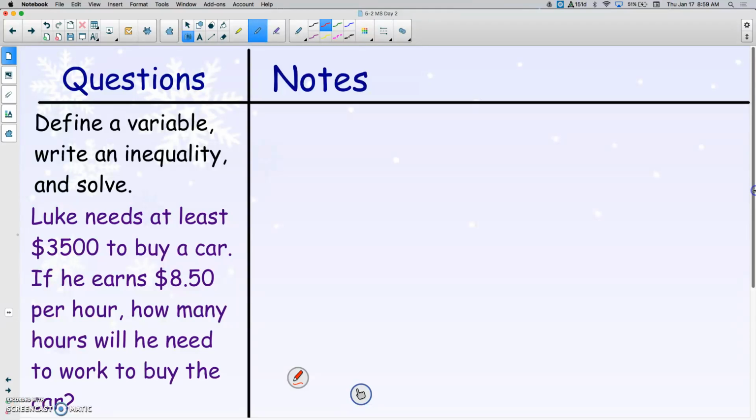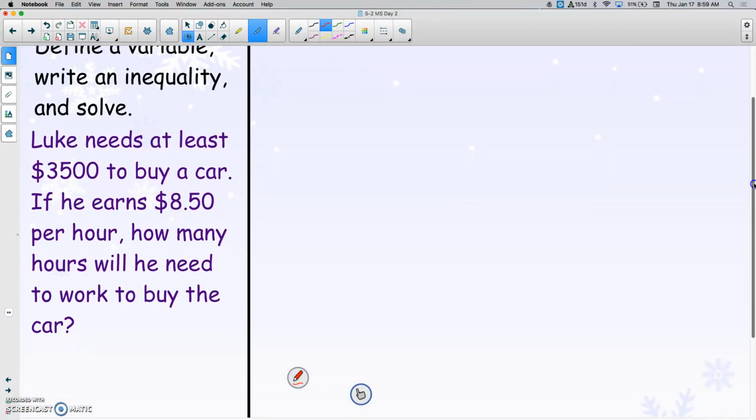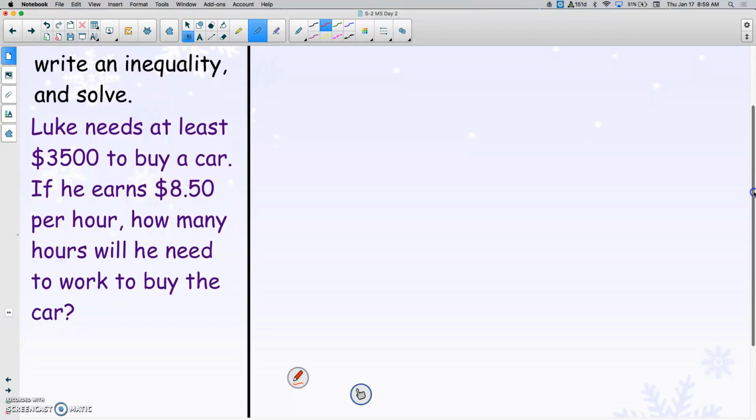Our last example is a word problem. So this one says, define a variable. That means choose a variable, write an inequality, and solve. Luke needs at least $3,500 to buy a car. If he earns $8.50 per hour, how many hours will he need to work to buy the car?